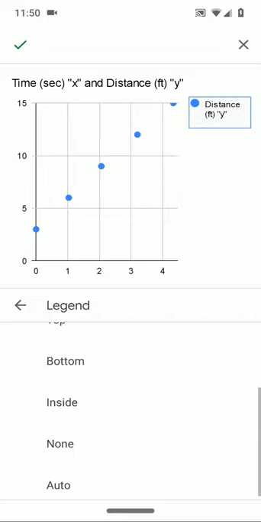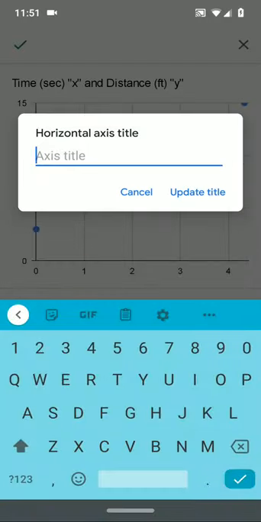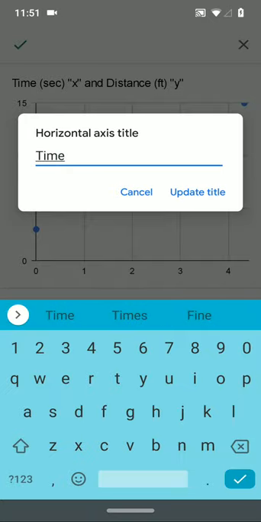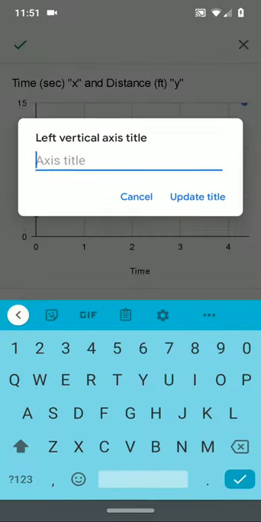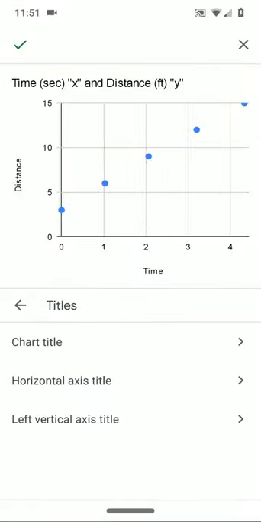I'll go ahead and turn off the legend here and set that to be the time on the x-axis, and this is the distance. This is the example first used in section 4.1.